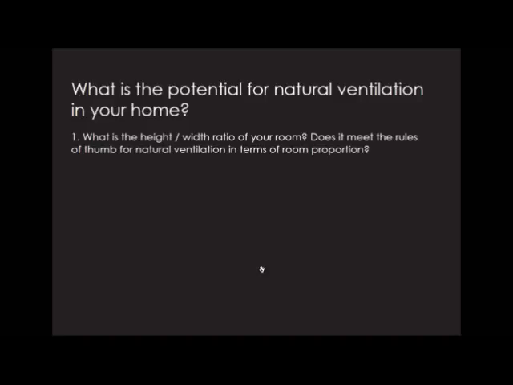Okay, so we have three things I'm going to ask you to do. The first thing I just want to quickly understand is the geometrical ratio in terms of the height of your room with respect to its depth. That is important because it tells us something about the potential for natural ventilation.